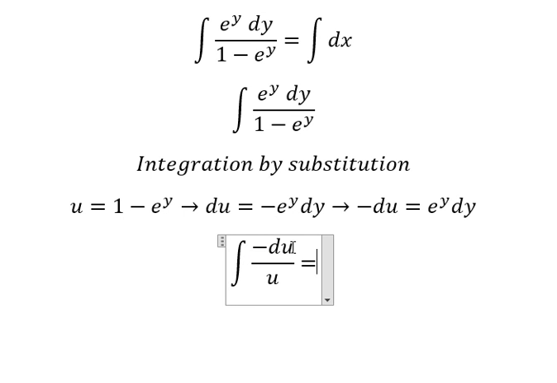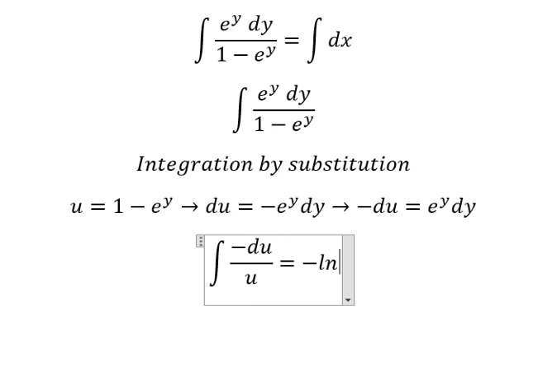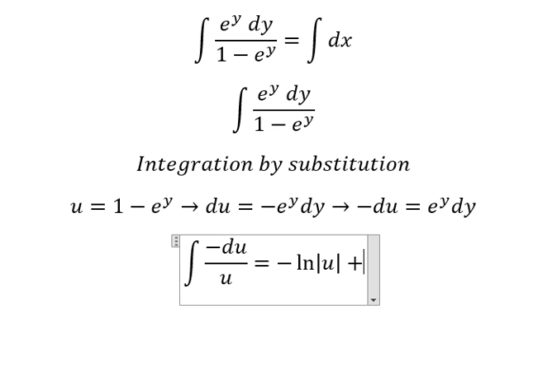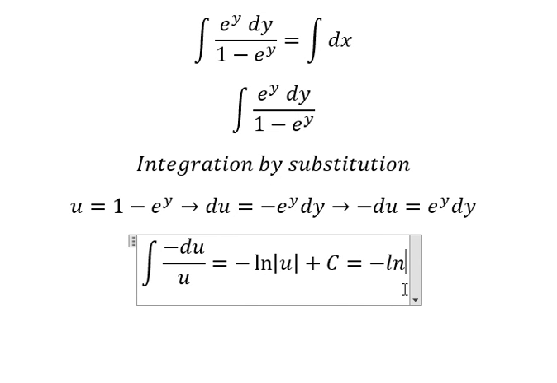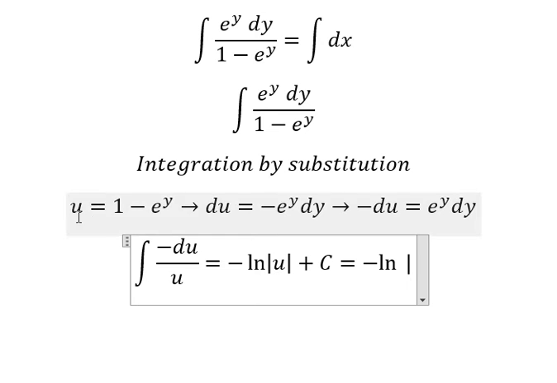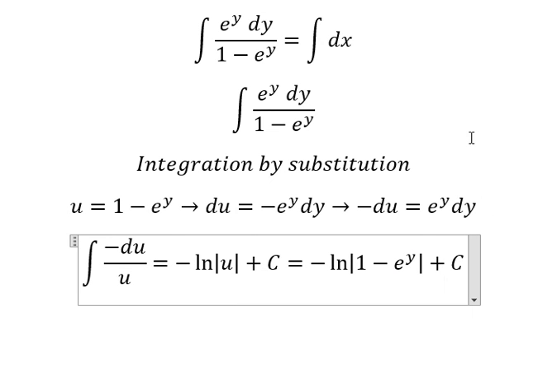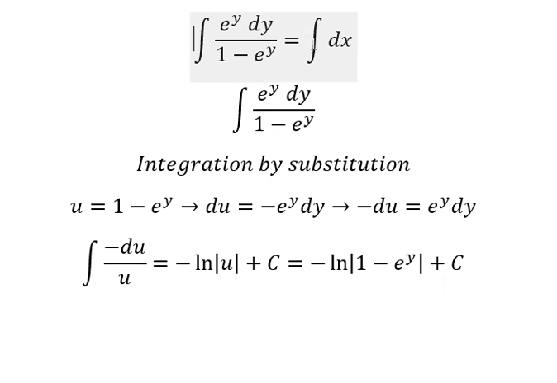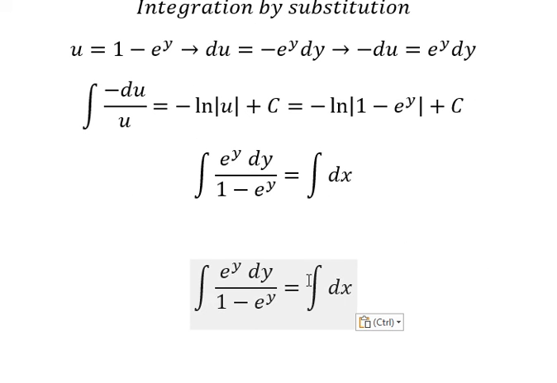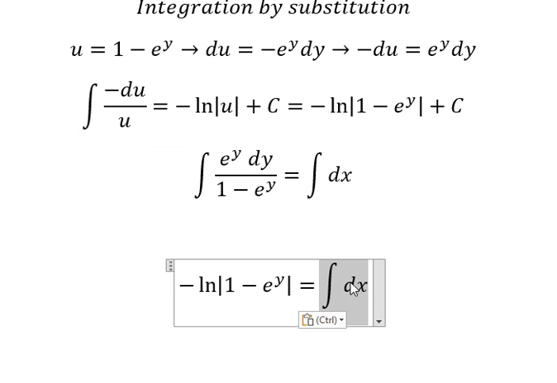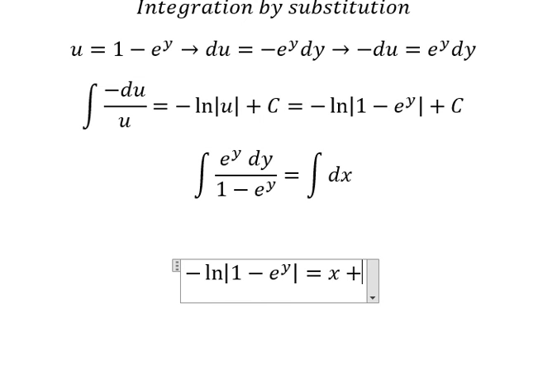The integration of this one, we have negative ln of the absolute value of u, and I will put c. About u, that is about this one. Now I will put back in here. The integration of this one, that is about this one. The integration of this one, we have s, and I will put c.